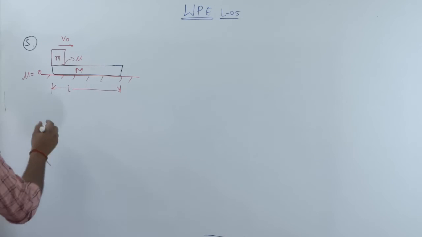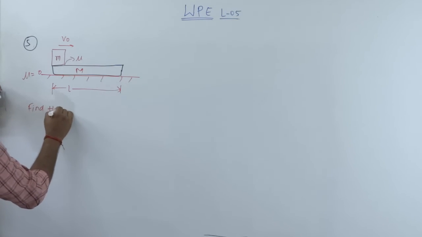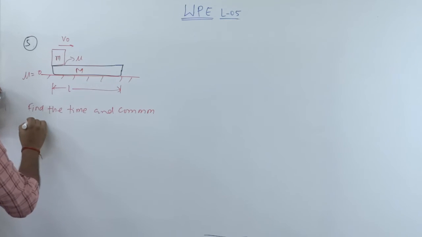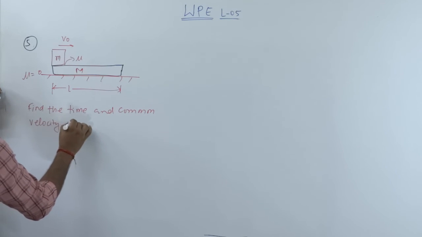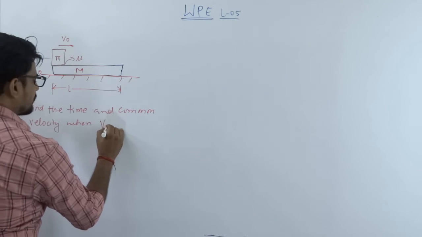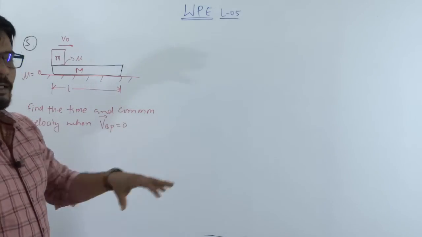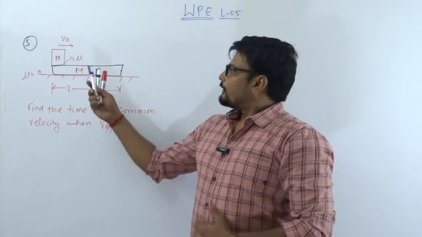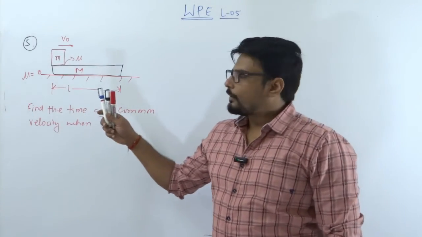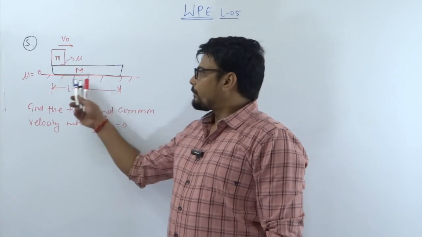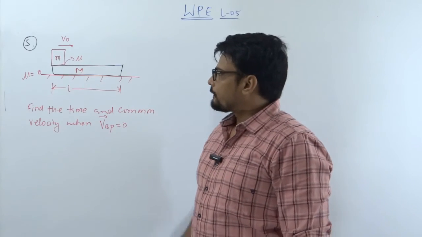Find the time and common velocity when the velocity of the block with respect to the plank becomes 0. That means when the block stops moving with respect to the plank, you have to find how much time it takes and what the velocity is at that point. The question is very simple. The block was given an initial velocity of v naught and it is on a plank. The surface between them has a coefficient of friction mu, whereas the ground and the plank have no friction, that's a smooth surface, so the coefficient of friction is 0.